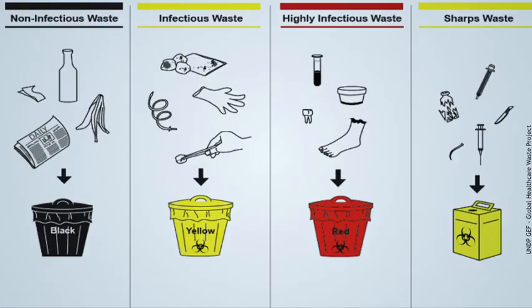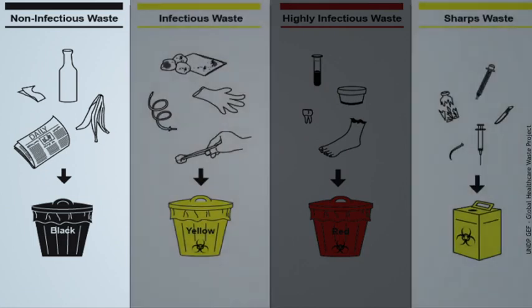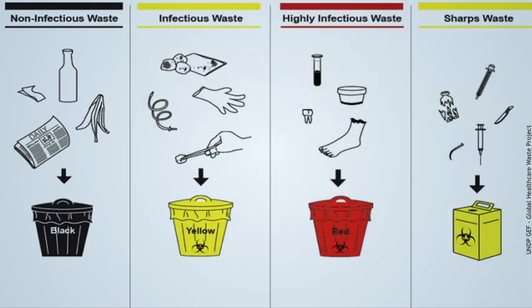As segregation is important, it is also important to distinguish these various fractions. We can help doing this by color coding. What you see here are different color codes for different waste types. The black color code for non-infectious waste, then the yellow and red color code for infectious waste or sharp waste.